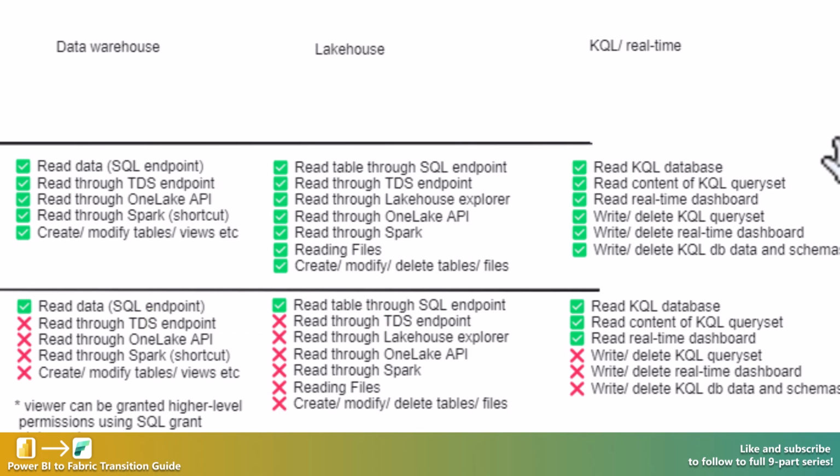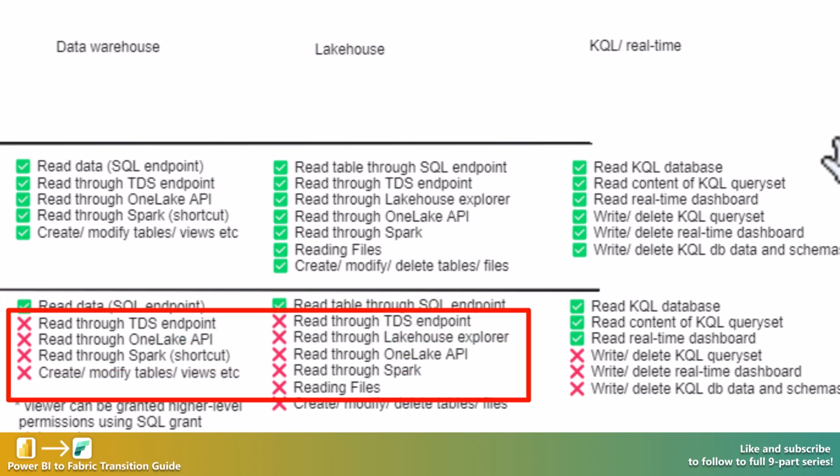And the other thing to note about the viewer role is that they can only access the SQL endpoint of a lakehouse. They can't access a lakehouse through Spark because they can't execute any code in the Spark environment or through any other methods, right? So they can't use the TDS endpoint, any sort of APIs. They can't do any of that. They can only use the SQL endpoint. And we'll see why that might be a bit later on.